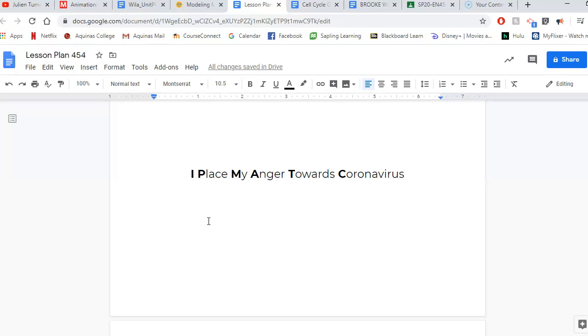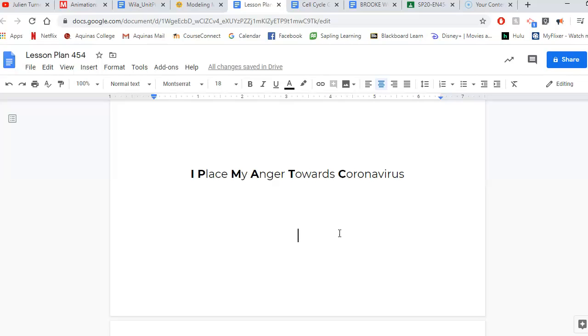So ironically, I came up with, I placed my anger towards coronavirus. So it's obviously very specific to my situation right now. And you can do this, or you can come up with anything you like, anything that will help you remember it. So this would be interphase, prophase, metaphase, anaphase, telophase, and cytokinesis.